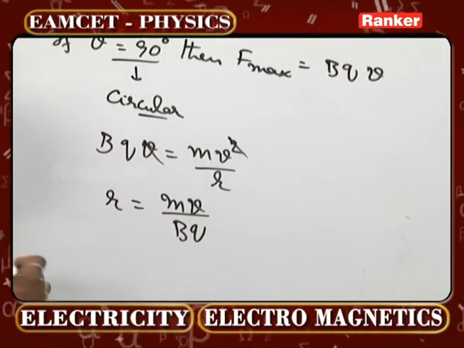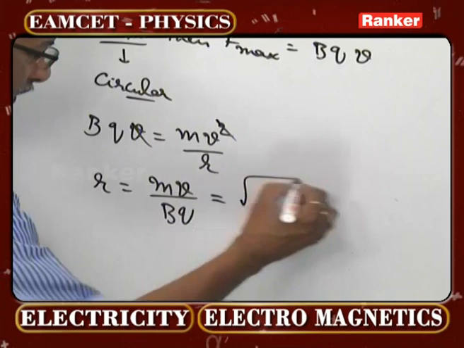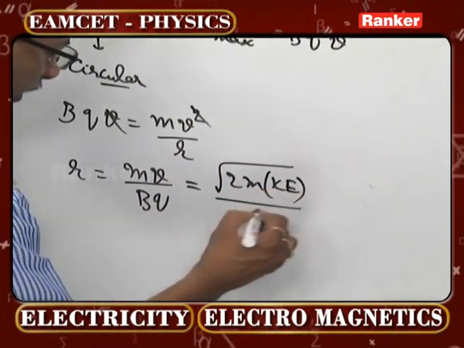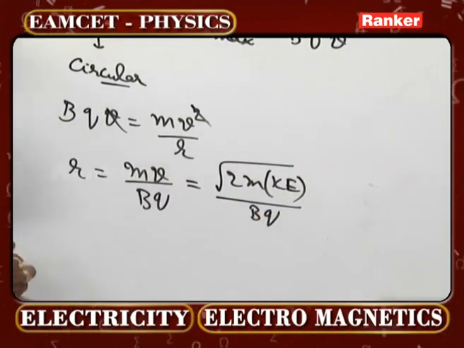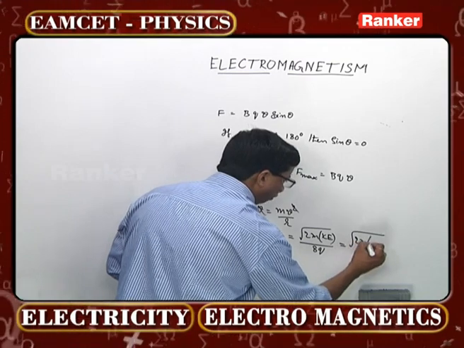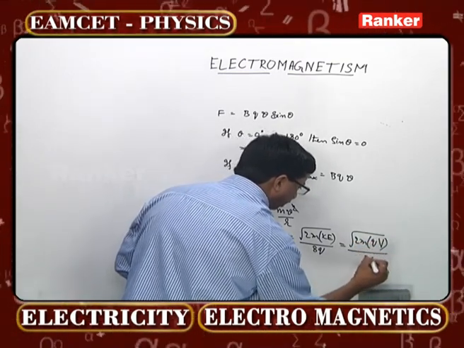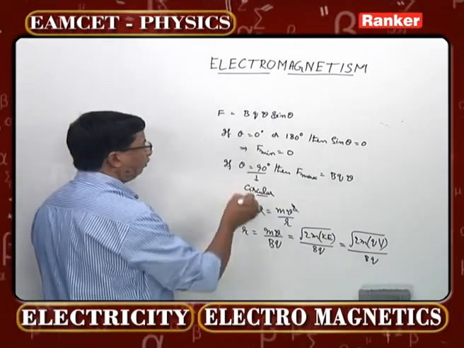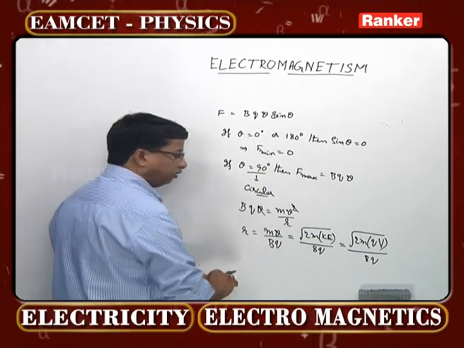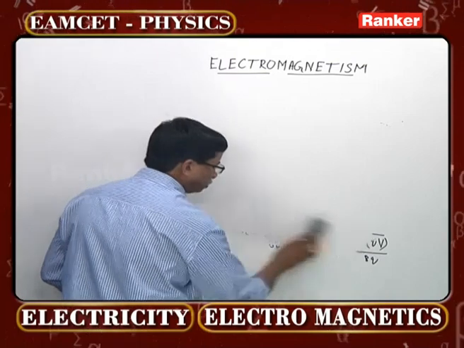This is one formula. You can even rewrite the same thing this way. mv is nothing other than momentum. Root of 2m into kinetic energy divided by BQ. You can write like that. That itself you can even rewrite like this also: 2m into qV, V is a potential difference, by BQ. So these are the different versions of the same formula you need to remember. This is one more formula that one has to take up before entering into the applications part.